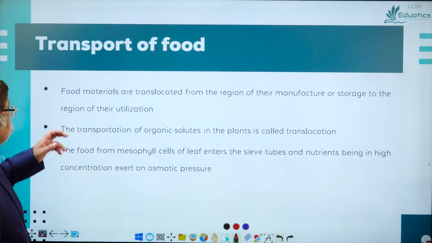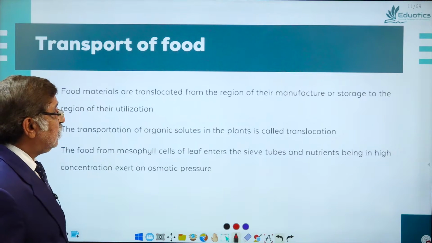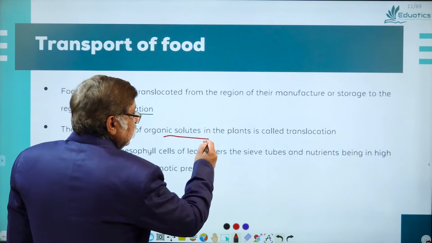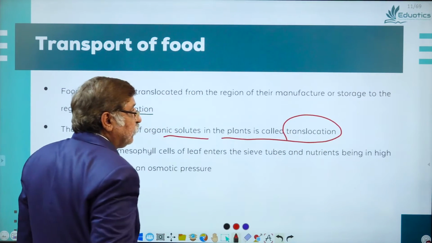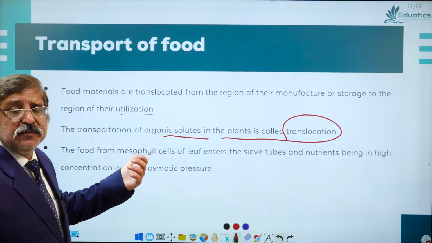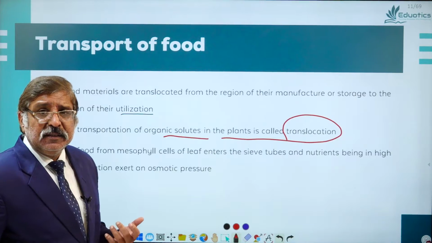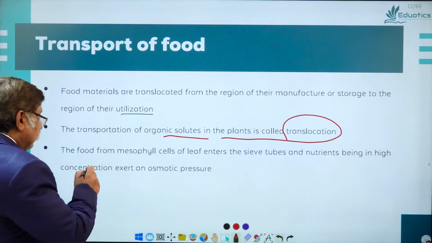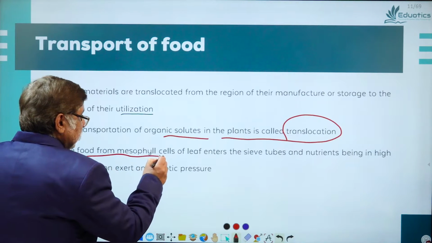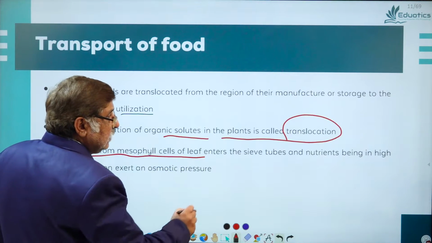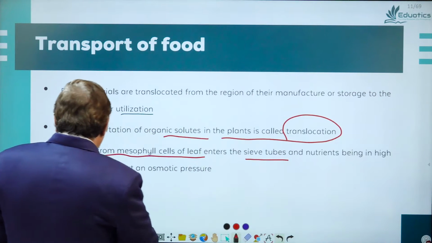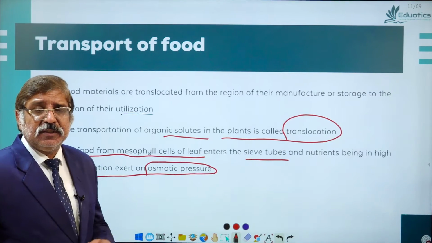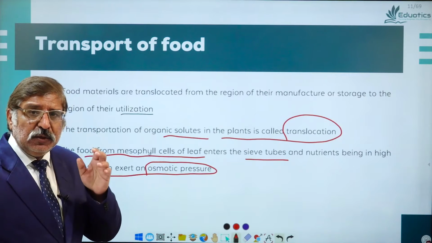Transport of food: food material is transported from region of manufacture or storage to region of utilization. Transportation of organic solutes in plants is called translocation. I repeat, transportation of food which has been synthesized by plants is known as translocation from one place to another. The food is prepared by mesophyll cells of the leaf. They enter the sieve tubes, and nutrients being in high concentration exert an osmotic pressure. This osmotic pressure will push the food to that area which has lower osmotic pressure.